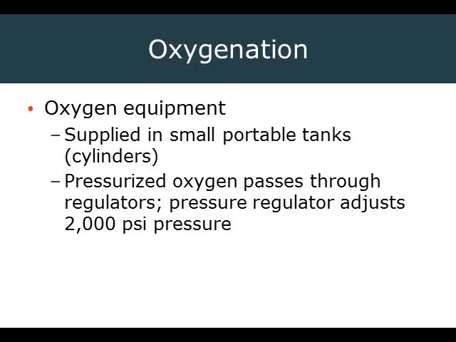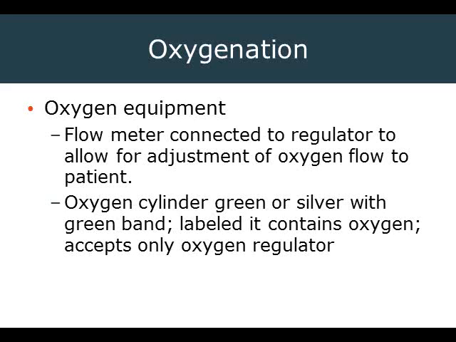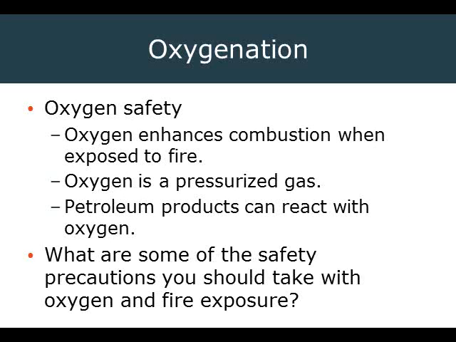Oxygen is supplied in a small portable tank. It's pressurized oxygen that passes through the regulator, and the pressure is adjusted from 2000 psi. The flow meter is connected to the regulator to allow adjustment of the oxygen flow. So the regulator pulls the pressure down so it's not so forceful, and then you set the flow that you actually want to come out. The cylinder is typically green, or silver with a green band. An oxygen regulator only fits oxygen bottles.